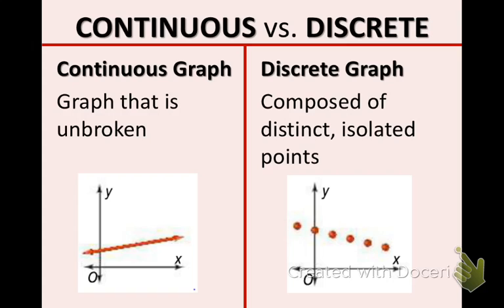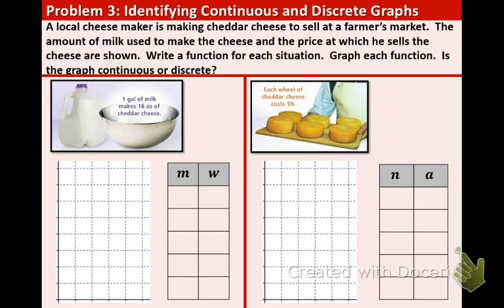Now in example 3, we're going to take a look at what continuous and discrete graphs look like in real life. Example 3, a local cheesemaker is making cheddar cheese to sell at a farmer's market. The amount of milk used to make the cheese and the price at which he sells the cheese are shown. Write a function for each situation. Graph each function, and is each graph continuous or discrete? So at left we have 1 gallon of milk makes 16 ounces of cheddar cheese.